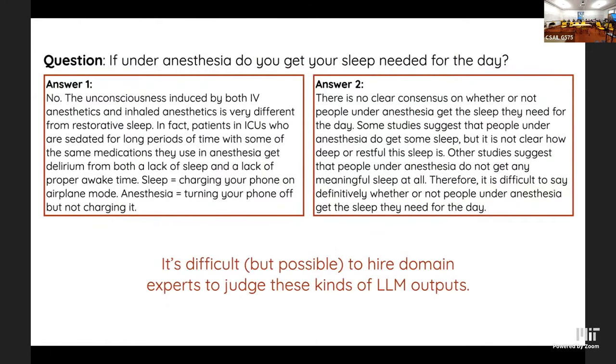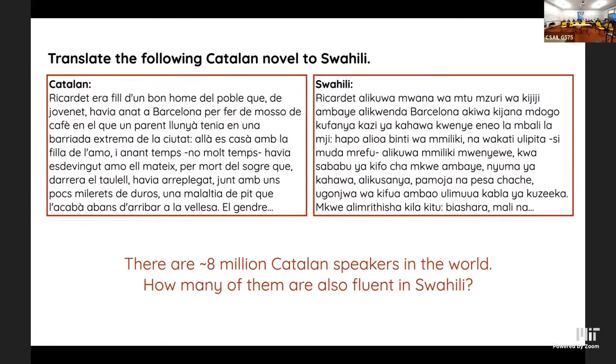Okay, so I wanted to switch gears really quickly and talk about how, in this case, it is possible to hire people to judge these outputs, right? If I knew an anesthesiologist and I could pay them some massive hourly rate, I could probably get them to read these answers and mark them up. But what about a task like this? Translate the following Catalan novel to Swahili. Here is a case where it may not even be possible to hire anyone who is fluent in both of these languages and can tell you for certain how good this translation is.